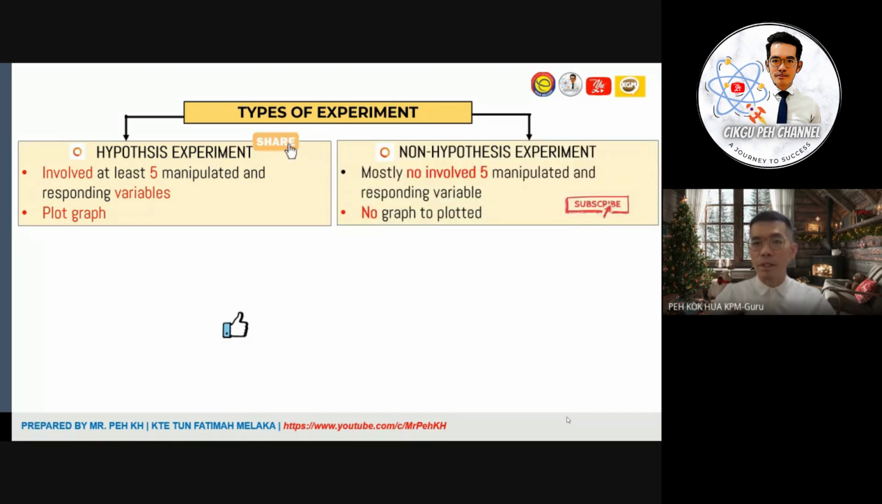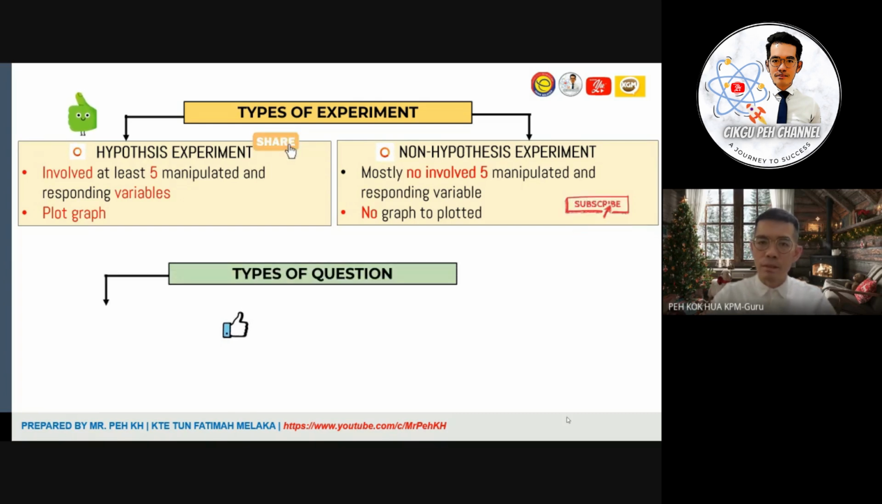The other type of experiment is known as non-hypothesis experiment, and mostly it will not involve any manipulated variable and responding variable. The question will normally not ask students to plot the graph. If you want to know about the detail of the types of experiment, you may watch my previous video, which you can get through my channel. And in this video, I'm going to discuss the hypothesis type of experiment.